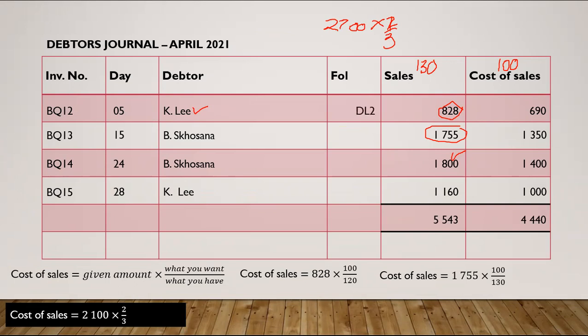Kylie here is debtor number 2. Let me just confirm that. Kylie is debtor number 2 in the debtors ledger, and B's Kosana will be debtor number 1.